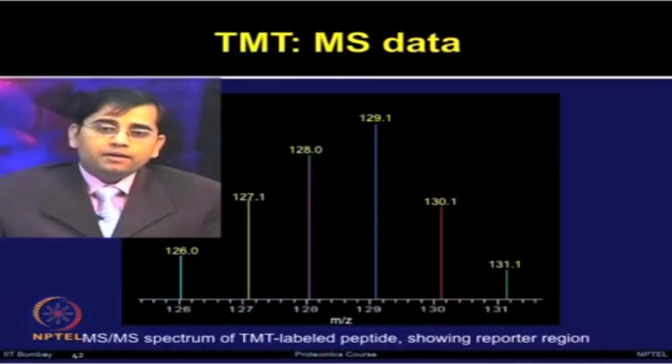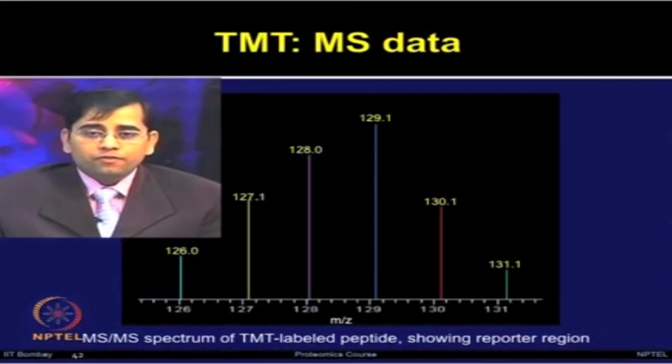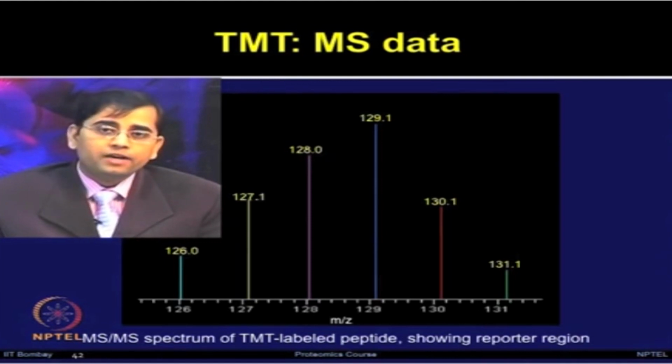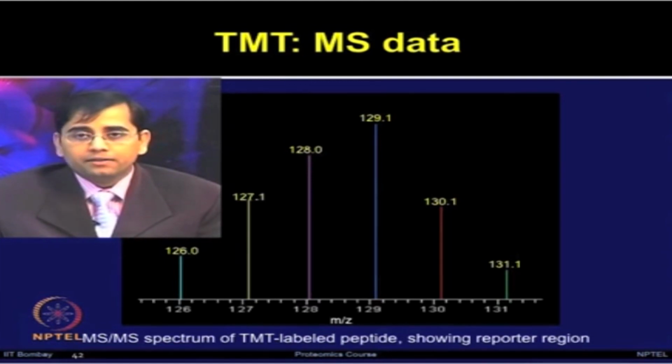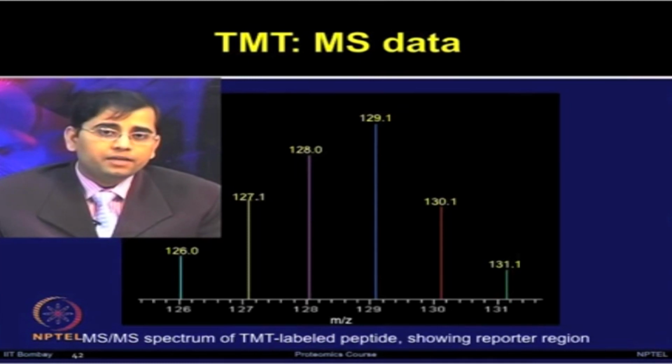I am showing you one representative MS/MS spectrum of a TMT labeled peptide, which shows a reporter region. The relative abundance of a target protein or peptide fragment in 6 different samples can be easily measured by comparing these signature mass peaks, which are generated by the different mass tags.